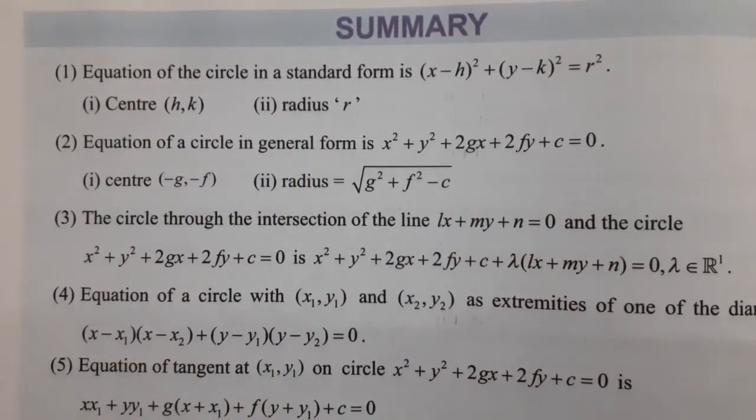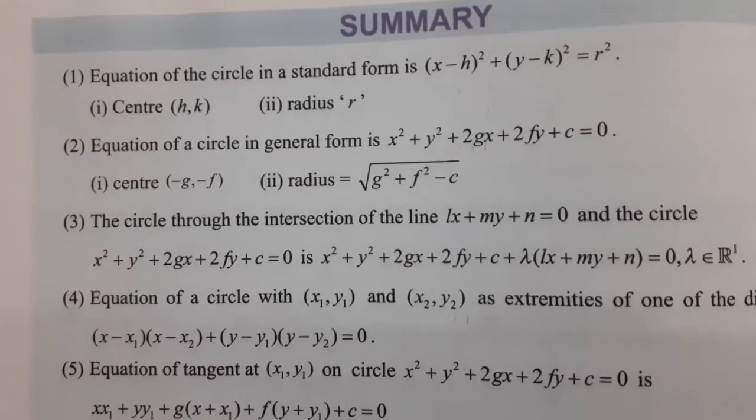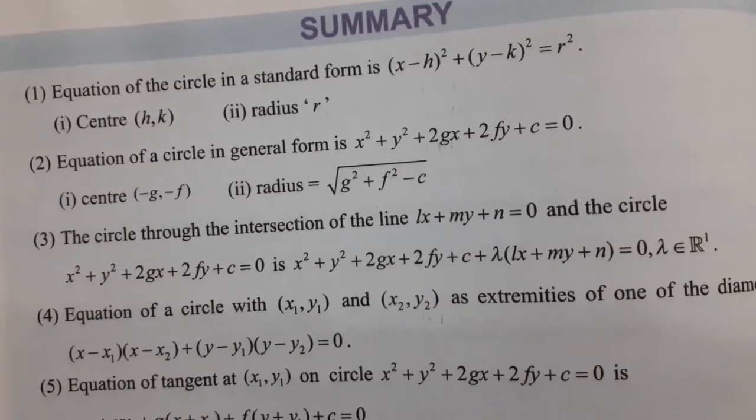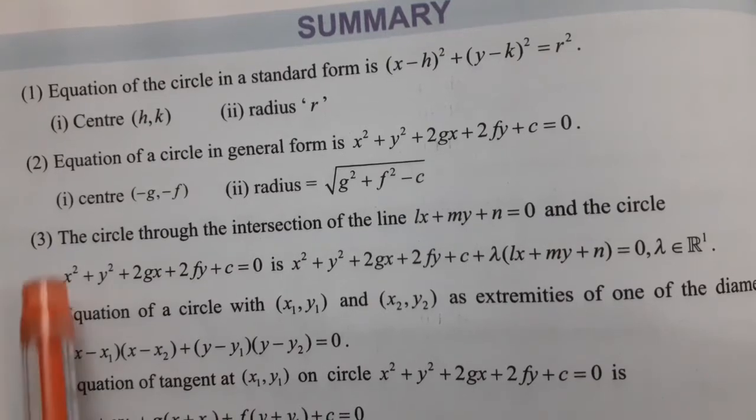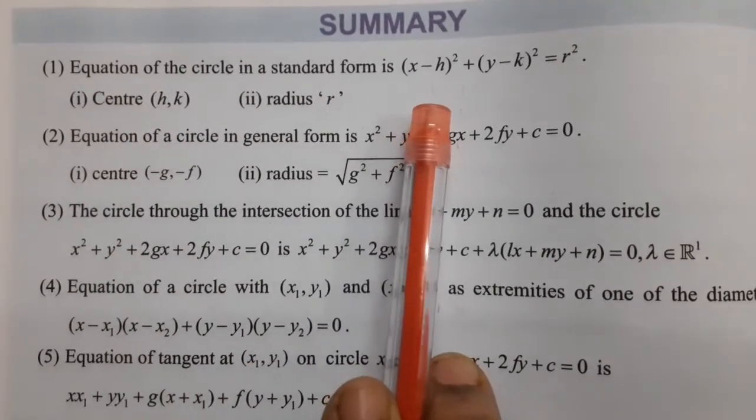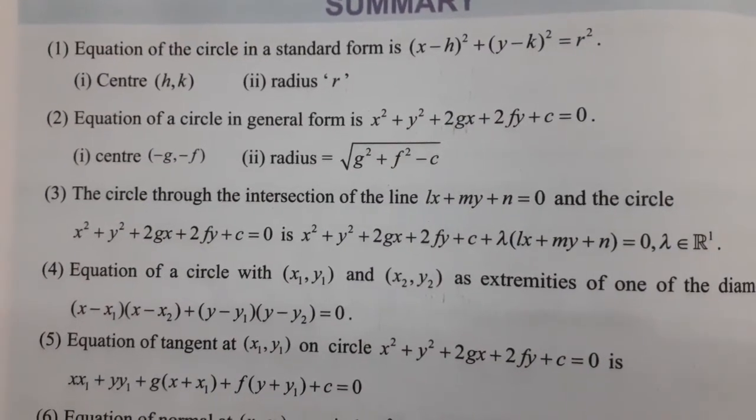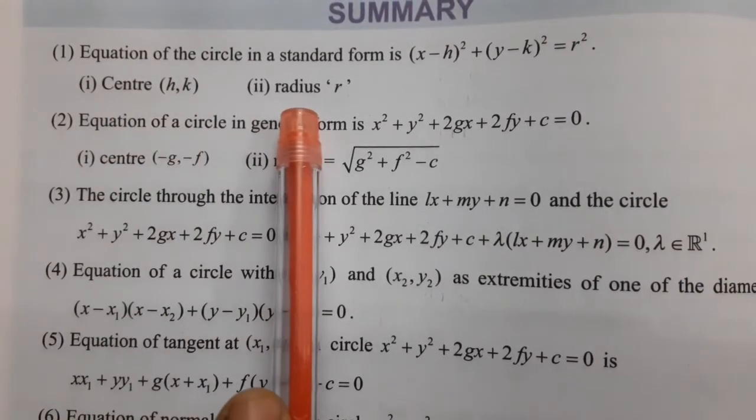After every chapter is over, a summary is given, that is, the points to remember. If you learn and understand them properly, you will be able to do the sums easily, and it is very useful for your 1 mark questions also. So first one: the equation of the circle in standard form is (x minus h) the whole square plus (y minus k) the whole square equal to r square. The center is (h, k), and the radius is r.